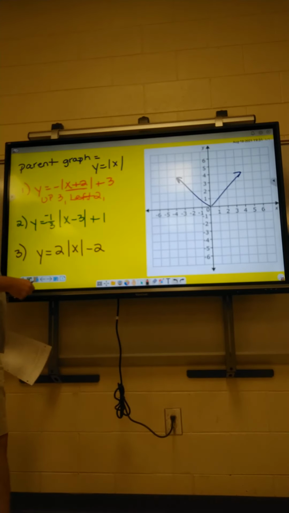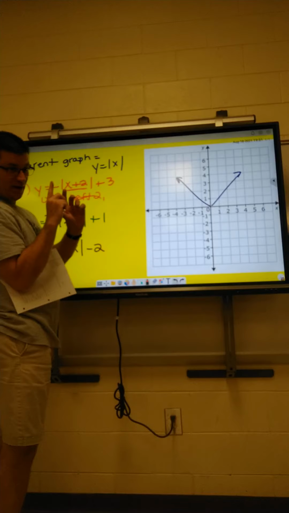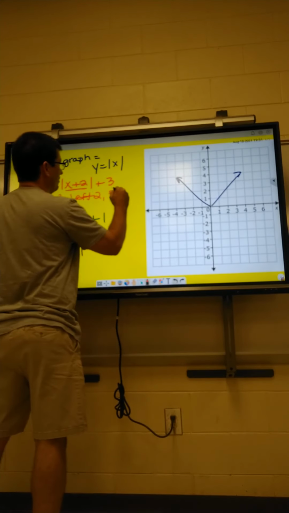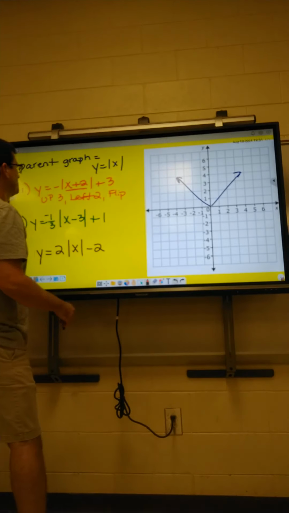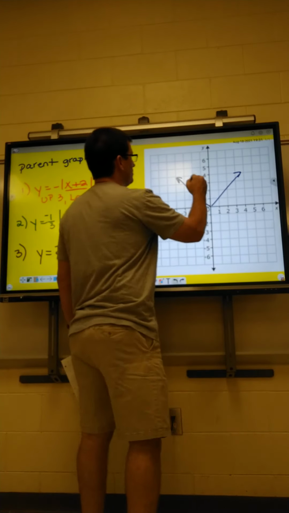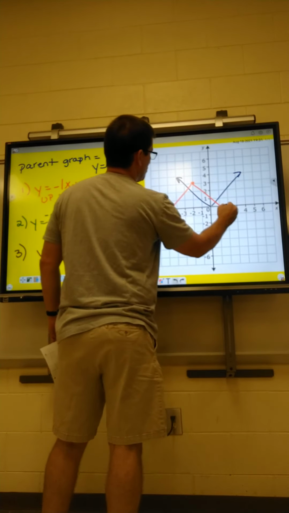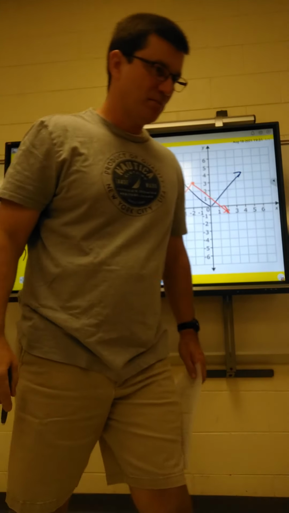So that means left 2. And a minus in front of the problem means we got to flip it or reflect it. But instead of going up, it's going to be going down. So we'll just say a flip. All right, now let's graph the change. Up 3, left 2. And I got to flip it. We draw a regular size, but we flip it.